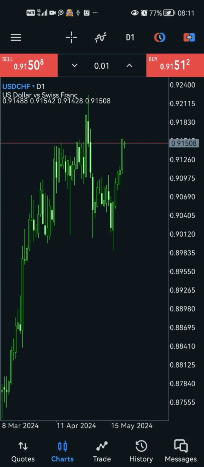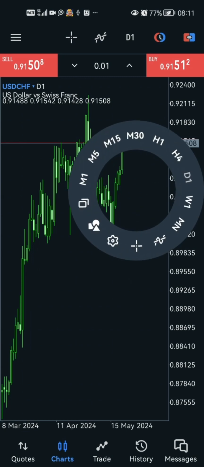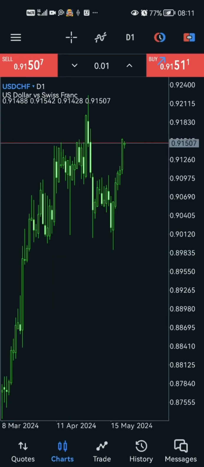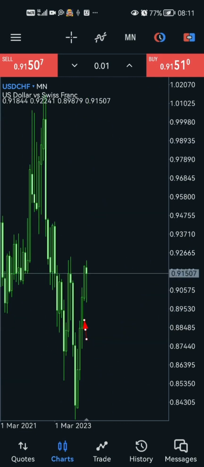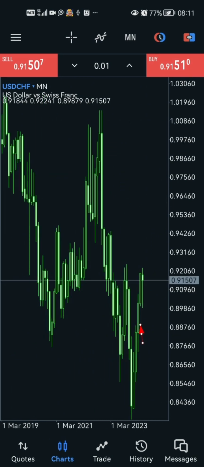I don't know if you guys can see much from here, but let's start. Actually, let's start with the monthly time frame. Right, so what do we have here?